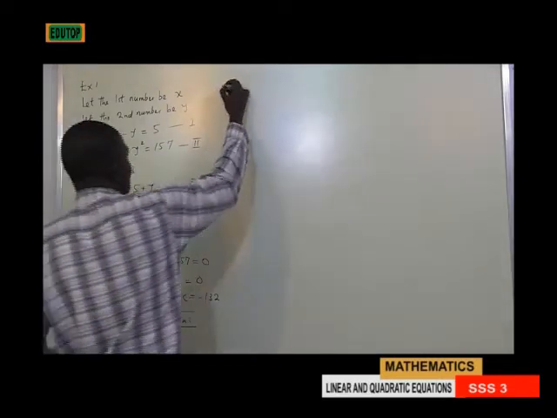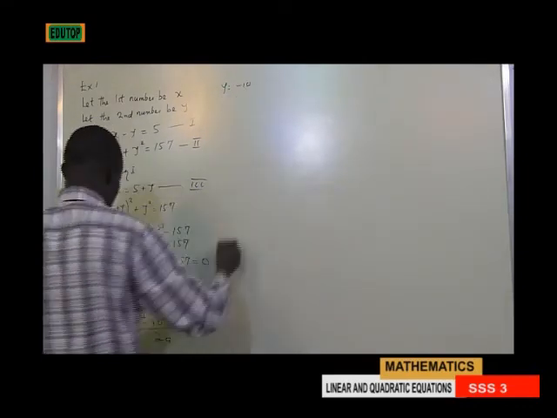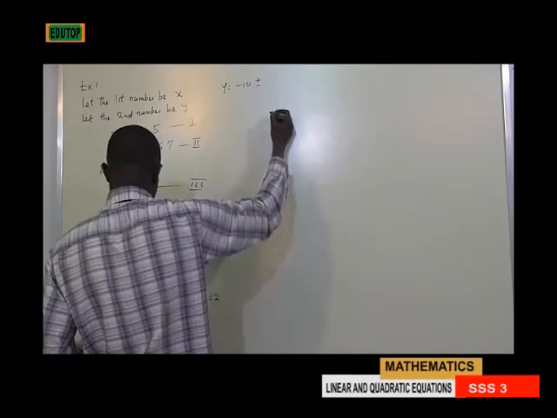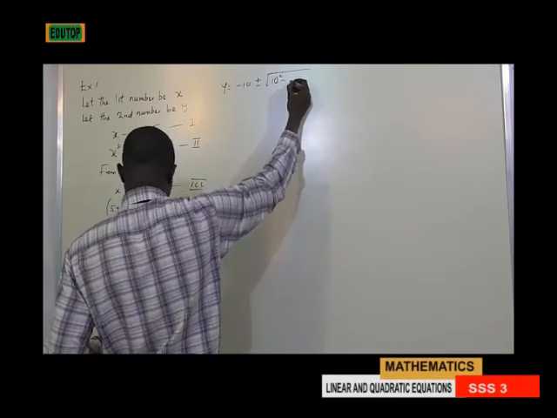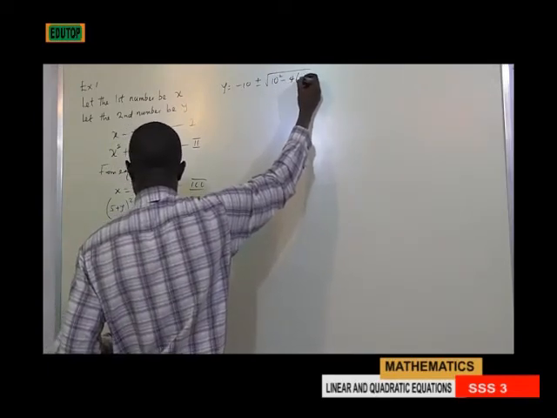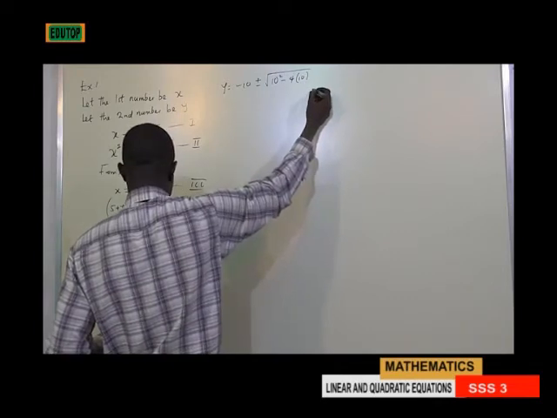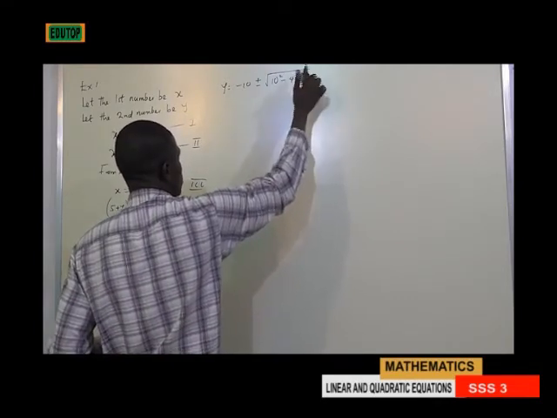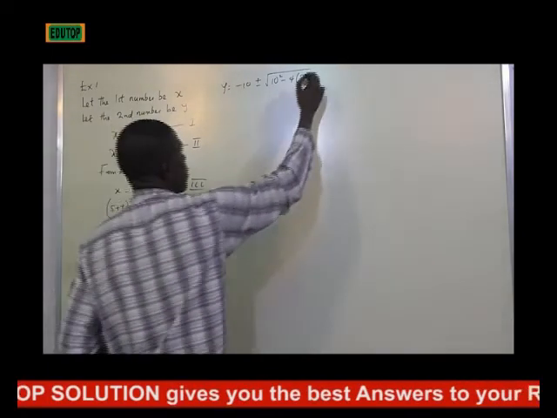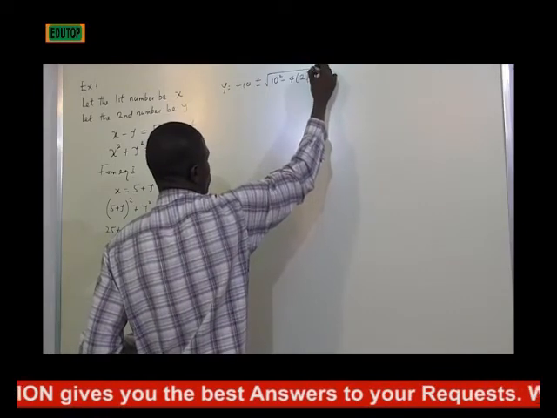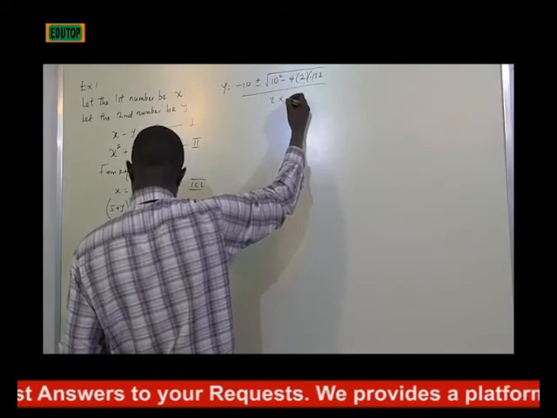Then here I have my y to be equal to, what is my B? Minus 10 plus or minus square root of 10 squared minus 4 into 2, because our A is 2, then into minus 132, then over 2 times A. What's our A? 2.